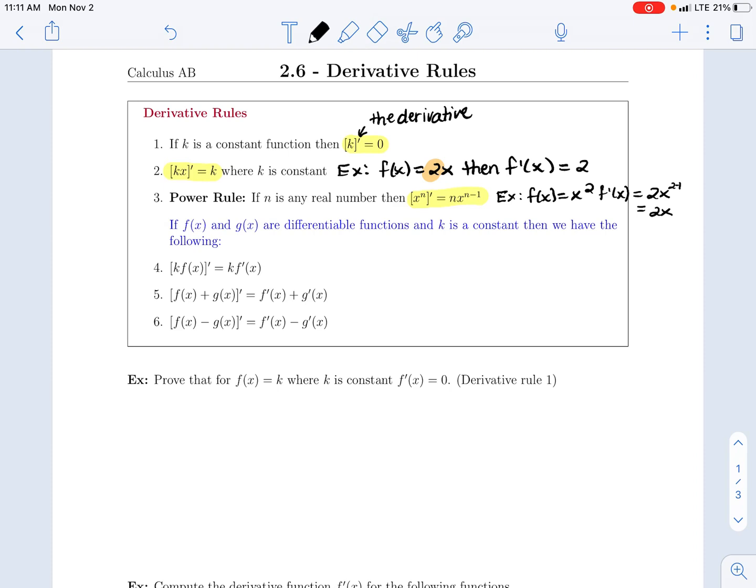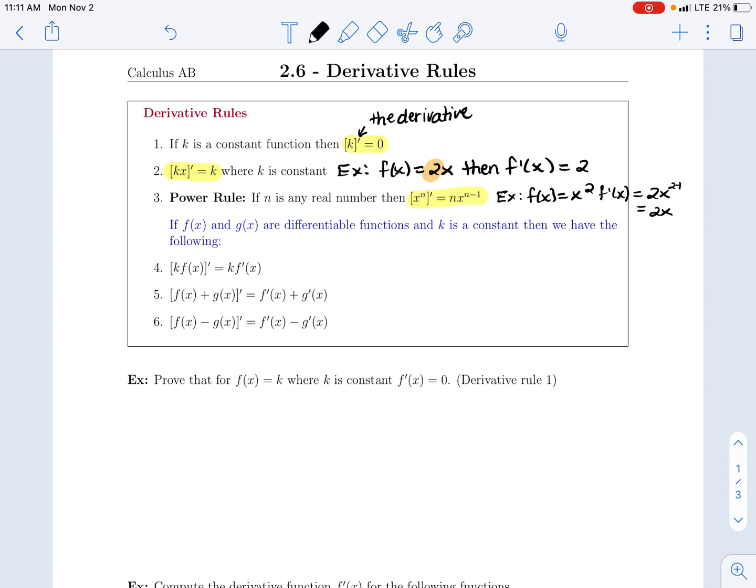Rule 5 is saying that if I have the sum of two functions, or more generally the sum of functions, it doesn't need to be just two functions, then the derivative of that is just the derivative of the first function plus the derivative of the second function, and if I had more functions, it would just be plus the derivative of the third function, and so on and so forth. The sixth one is the same as rule 5, just with a minus. If I have two functions being subtracted, the derivative of that is the derivative of the first function minus the derivative of the second.